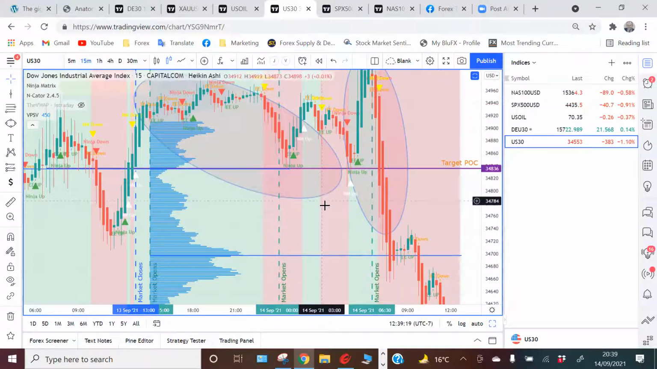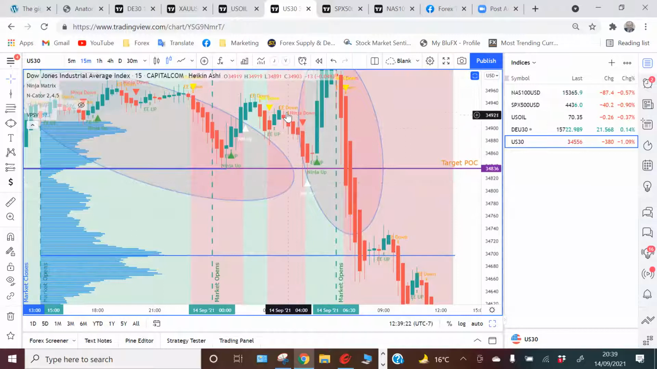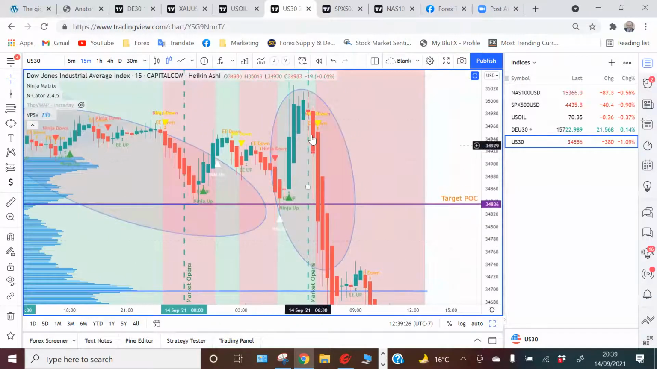Guess what? You can stay out of it if you want. If you've achieved the target, you can walk away. But guess what? We have another open. Yeah. I would not take this one. I would take this one.